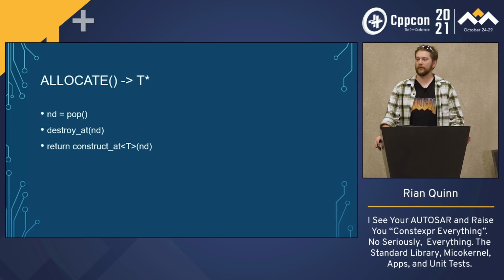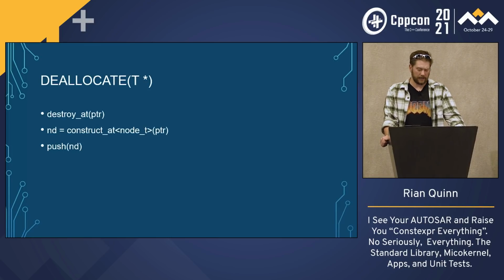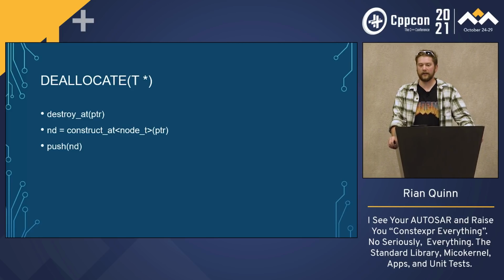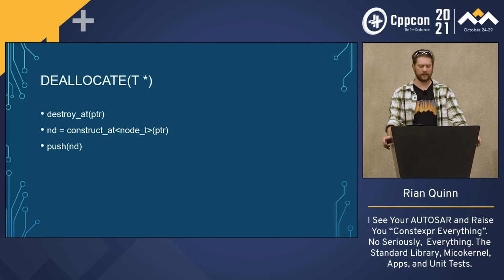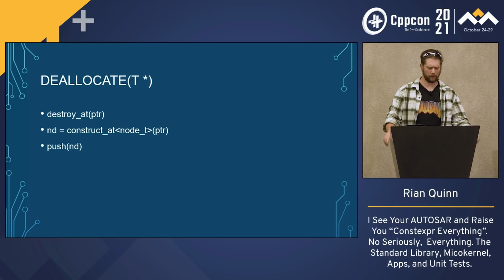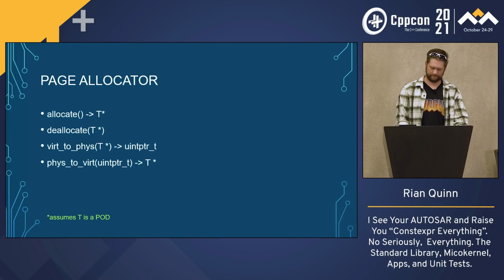So this is pretty simple. I want to allocate memory. All I have to do is pop the node T from my linked list. I'm going to tell it you're no longer a node T by destroying it. And I'm going to say now you're a T star by constructing it and returning the new T star. So if you're familiar with construct at and destroy at from C++20, or at least ones from 20, I can't remember when destroy at was added, but that's how you use them.